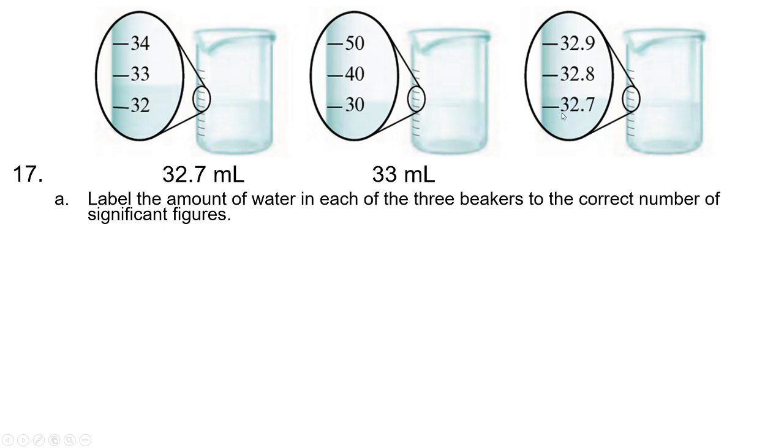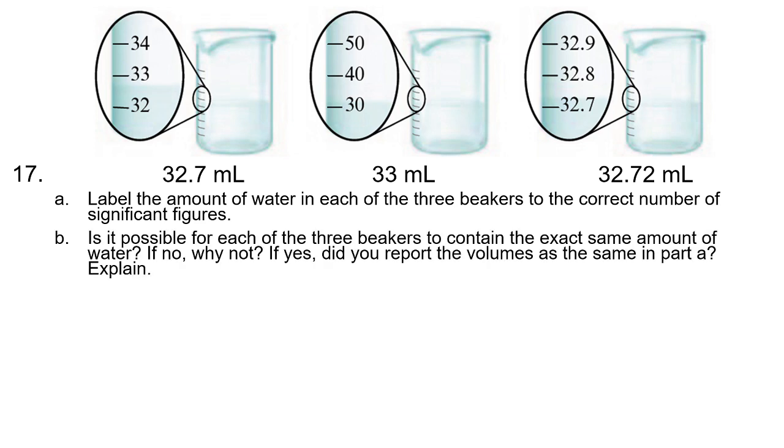How about this last one? I'm certain it's greater than 32.7, but less than 32.8. So I have to estimate my hundredths place. So I'm going to go ahead and say 32.72. That sounds like that's a pretty good estimate. Okay, letter B.